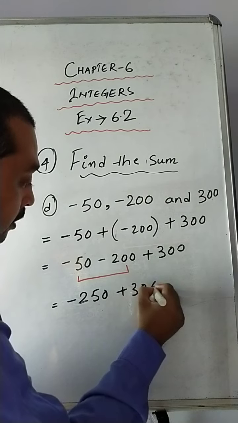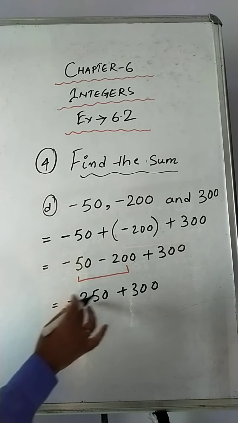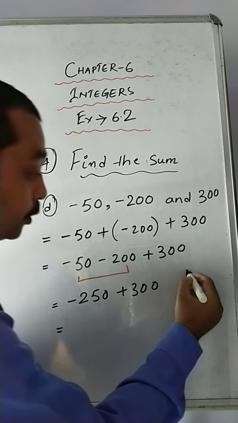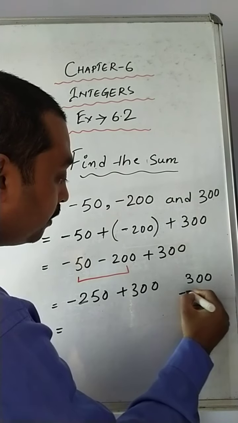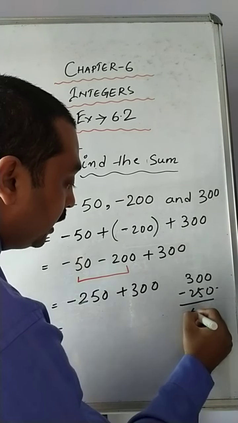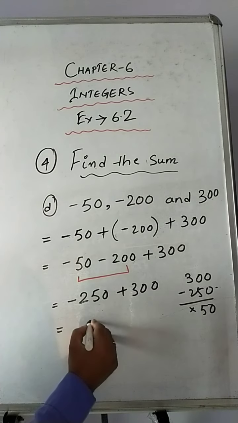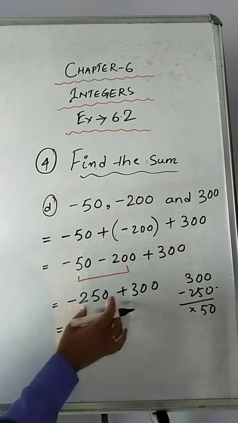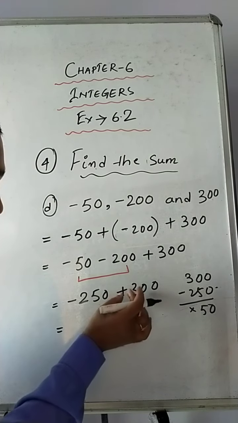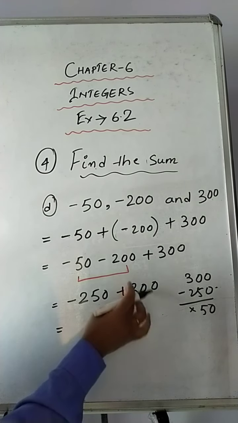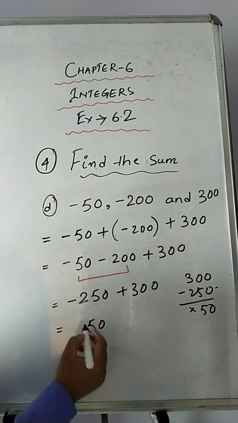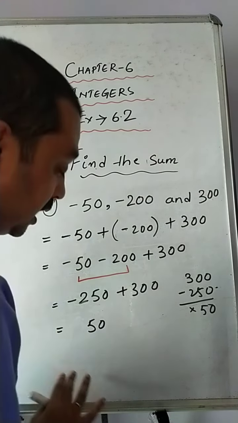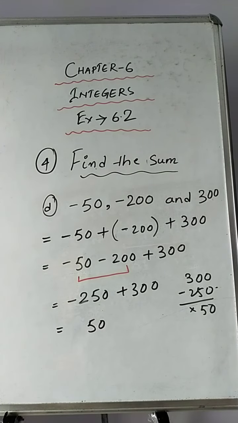Plus 300. Now again we have to multiply these two signs, that is minus plus minus. So we have to do minus. 300 minus 250, that is 50, is the answer. Now which sign do we have to put? Which number is greater? 300 is greater. And 300 is carrying which sign? Positive. So if anyone wants to put a positive sign, no problem. And if you are not giving a positive sign, then also no problem.